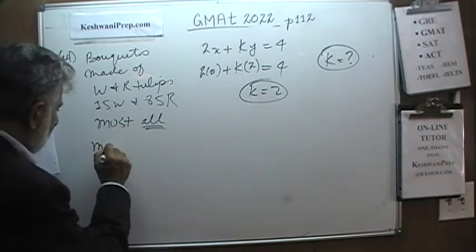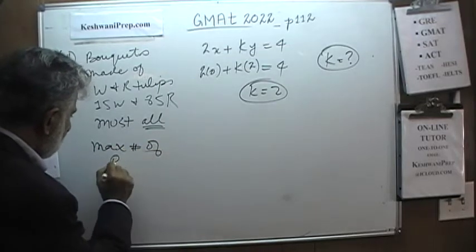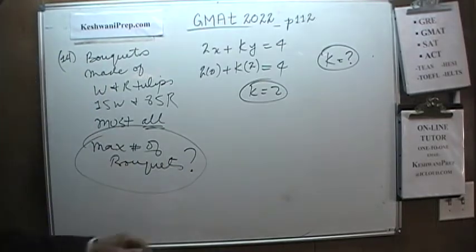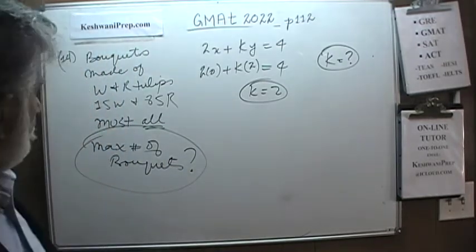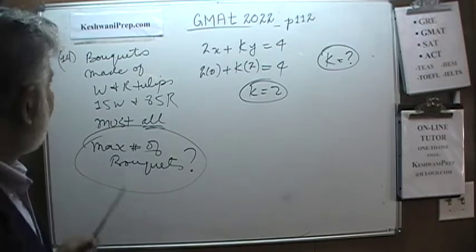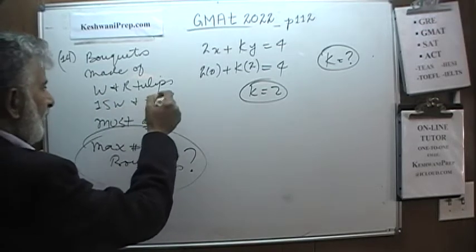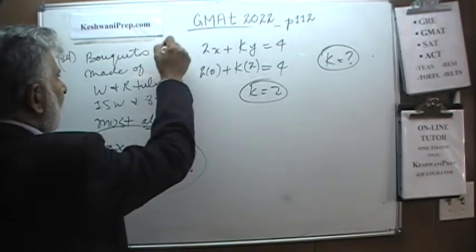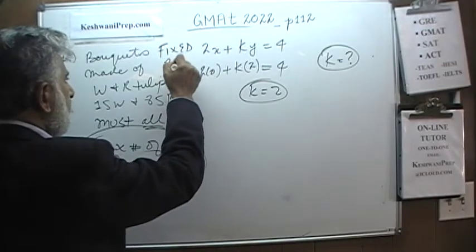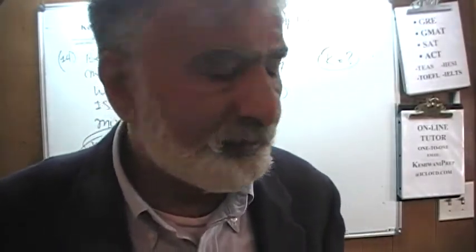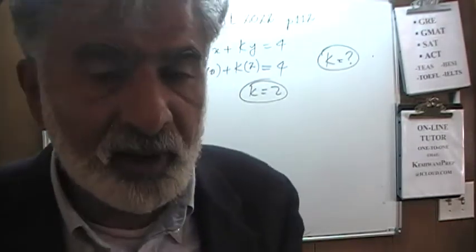The question simply is, what's the maximum number of bouquets that we can make, given the fact that they have to be distinct bouquets made up of white and red tulips in a fixed ratio. I left that out. In a fixed ratio simply means that the number of white tulips and the number of red tulips in each bouquet must be the same. They all must look the same. The ratio has to be fixed.